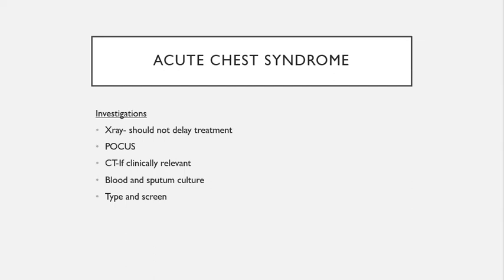A patient with sickle cell disease with isolated chest pain and no other symptoms may be safely managed as an acute pain crisis, but if there is the presence of even one other respiratory symptom, they should be managed as an acute chest syndrome until proven otherwise.